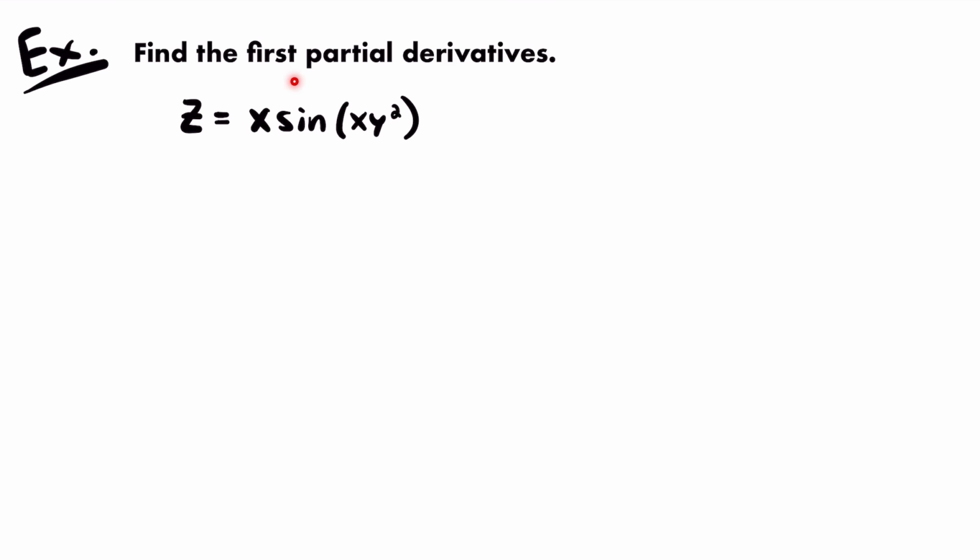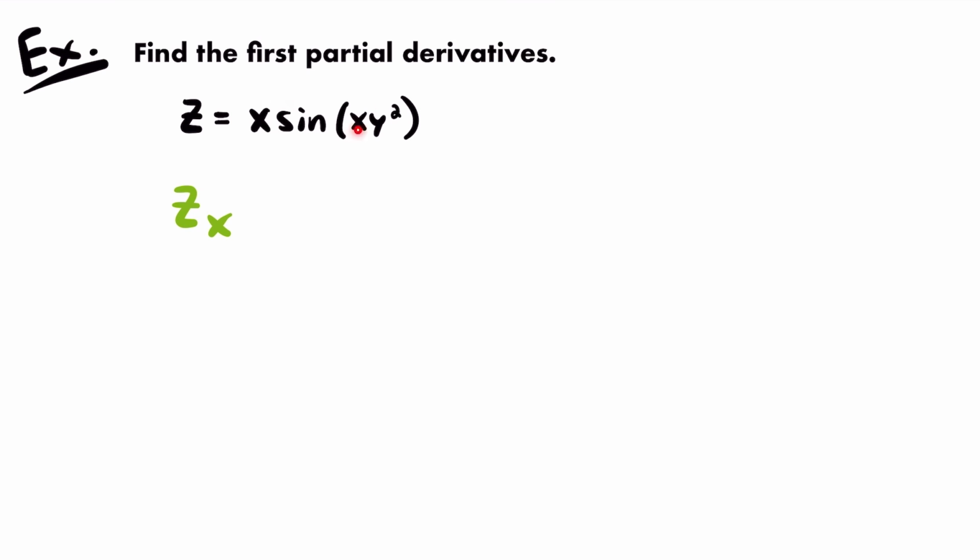Next up, we want to find the first partial derivatives for this function, which is given to us as an expression of the dependent variable z. We have z is equal to x times sine of xy squared. All right, and so let's start by finding the partial derivative with respect to x. And since we're working with z here, let's use this notation. Let's use z sub x, or zx, for the partial derivative with respect to x.